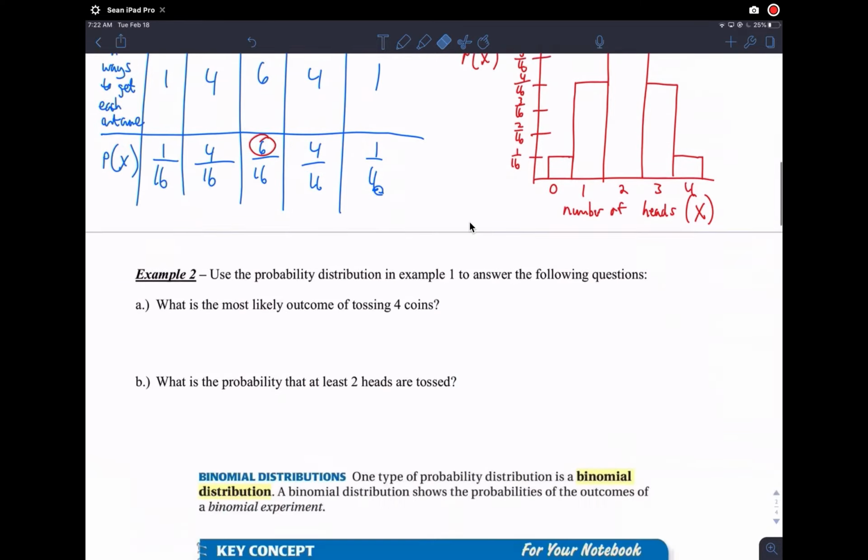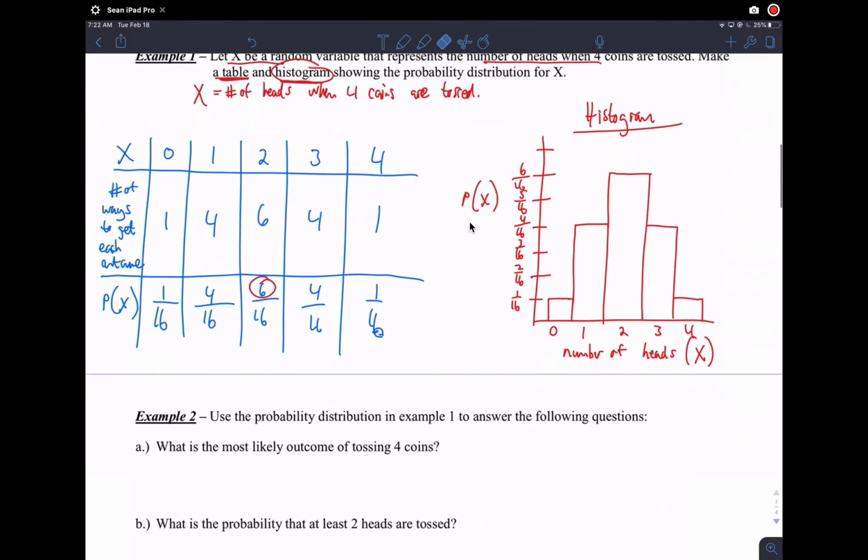All right, and then we can answer some questions based on this. It says, use probability distribution in example 1 to answer the following questions. What's the most likely outcome of tossing 4 coins? Okay, what happens most? What has the highest probability? Most likely means highest probability, and that would be obviously 2, okay?